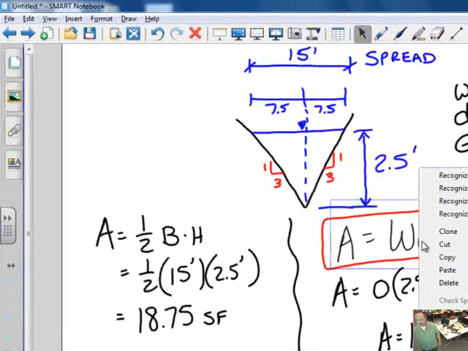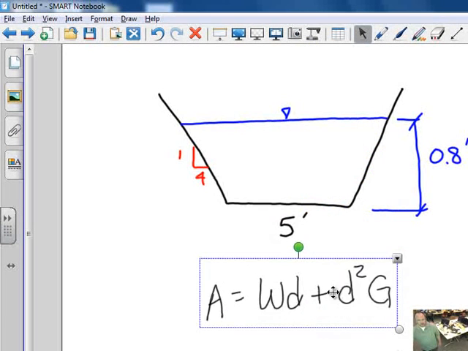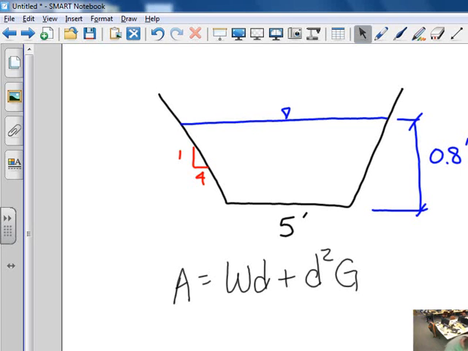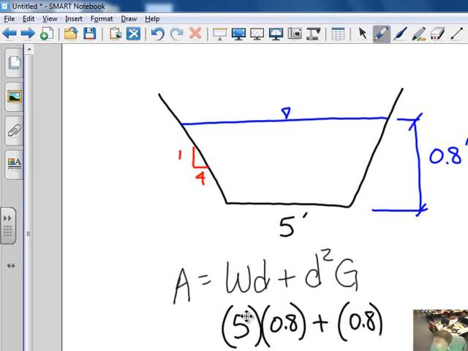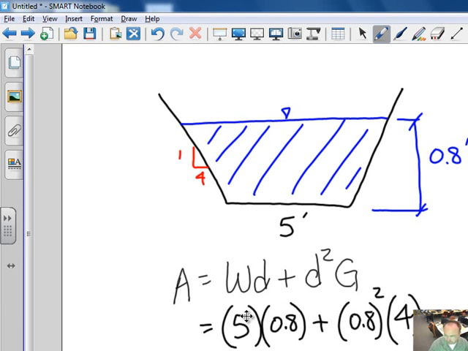So let's go back. We'll get our equation, copy, since we know it works. So our width, our bottom width, was 5. Our depth is 0.8, plus 0.8 squared times 4. So therefore my area is equal to 5 times 0.8 plus 0.8 squared times 4, which is 6.56 square feet. Double check that: 5 times 0.8, plus 0.8 squared times 4, is 6.56 square feet. So this cross-sectional area is 6.56 square feet.